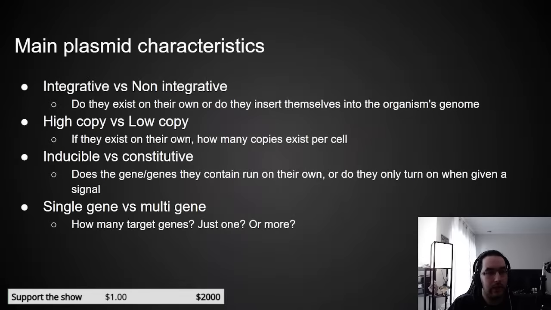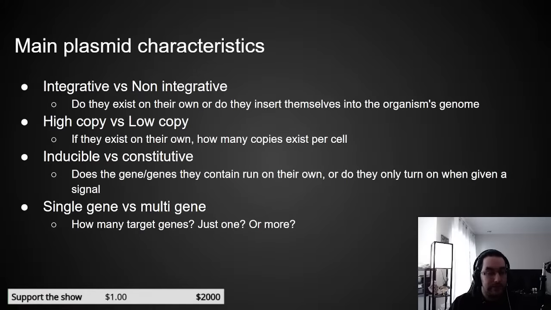So these are the main characteristics of a plasmid. When you're designing DNA, these are all the things you need to be taking into account, because they're going to ultimately set the properties of the thing. So step number one is, is it integrative or non-integrative? Basically what this means is, does your plasmid cut itself and the host's DNA and then shove all of the code permanently into the genome of the organism, or does it just exist as an episomal thing? Like, does it just exist on its own in the cell?